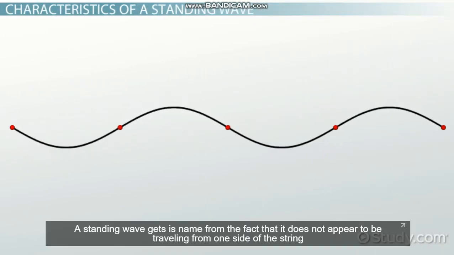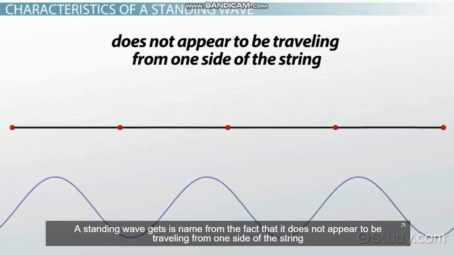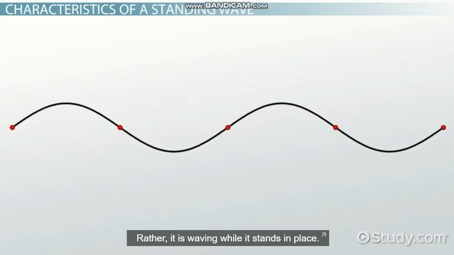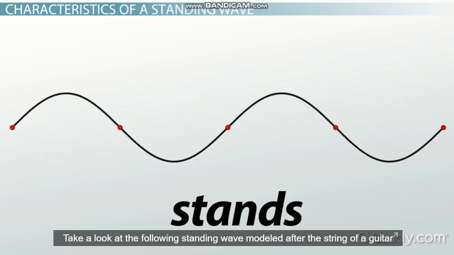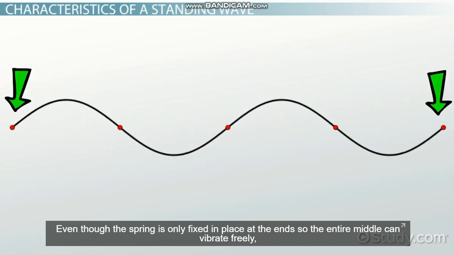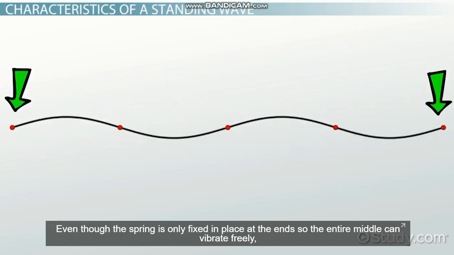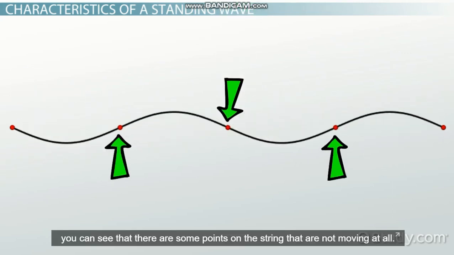A standing wave gets its name from the fact that it does not appear to be traveling from one side of the string to the other. Rather, it is waving while it stands in place. Take a look at this standing wave, modeled after the string of a guitar. Even though the string is only fixed in place at the ends, so the entire middle can vibrate freely, you can see that there are some points on the string that are not moving at all.